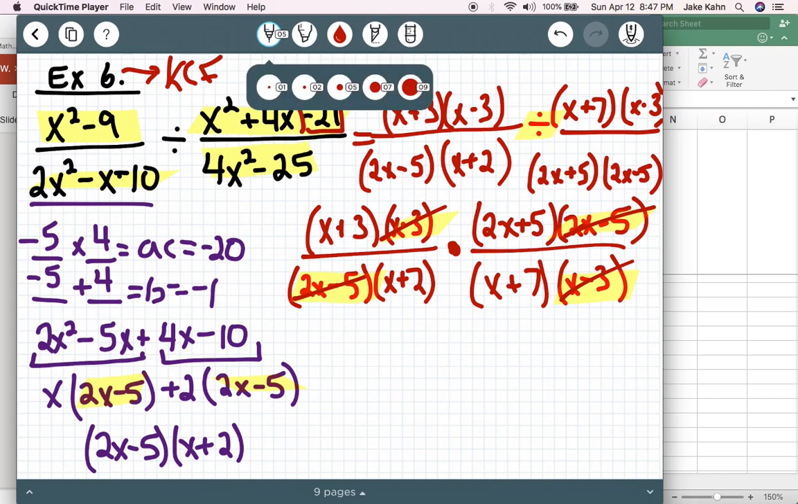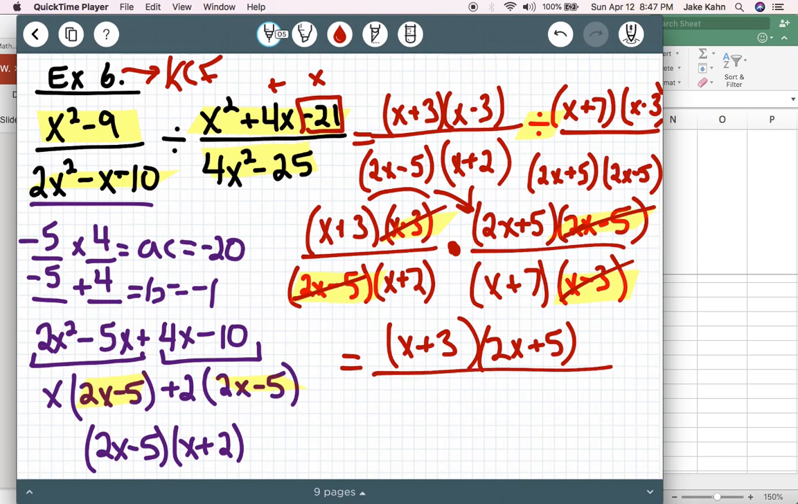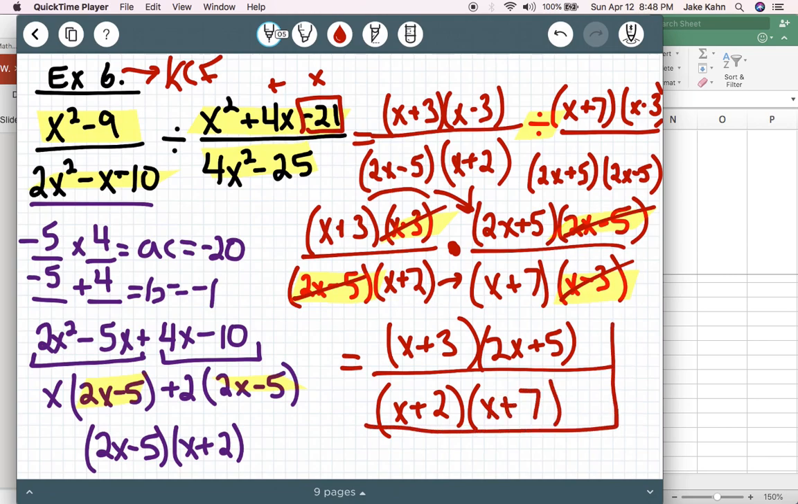So we are simply going to multiply these across now. And thankfully, you don't have to write this in standard form. When you're multiplying these together, you can just write one factor after the other. So on the top, you have x plus 3 times 2x plus 5. You can just write that as x plus 3 times 2x plus 5. That's it. And then on bottom, you have x plus 2 times x plus 7. Right here. X plus 2 times x plus 7. Nothing else cancels out, so this is your final answer.